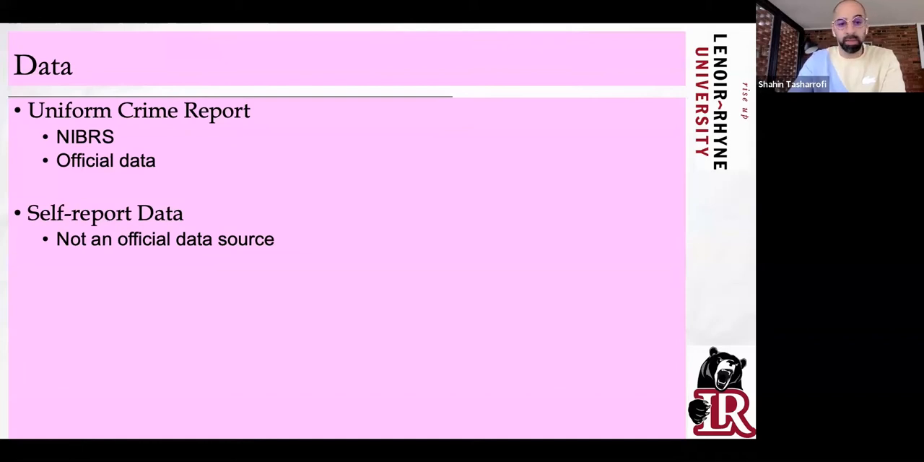However, because of these limitations that I'm going to explain a little more in the next slide, we rely on other data sources such as self-report data, which is basically asking individuals to report their engagement in crime. Self-report data is not an official data source. Other data sources also include the National Crime Victimization Survey, which helps us get a better understanding about crime pictures and trends in the United States.